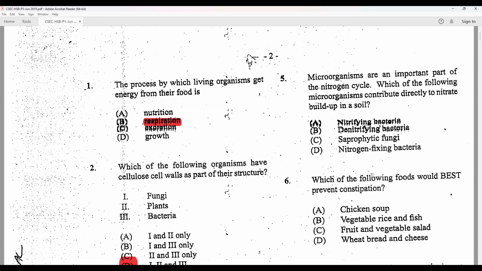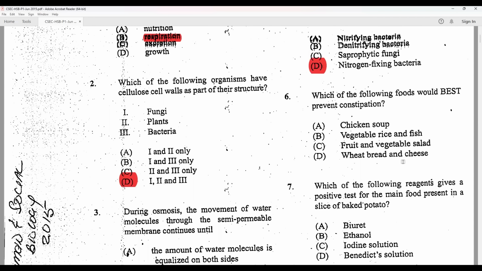Question 5, microorganisms are an important part of the nitrogen cycle. Now, the nitrogen cycle is no longer in the syllabus with respect to this exam past the 2022 June exam. So we will just answer this question, but you don't have to prepare this question. Microorganisms are an important part of the nitrogen cycle. Which of the following microorganisms contribute directly to nitrate buildup in soil? So for question 5, we're just going to tell you the answer. It is D.